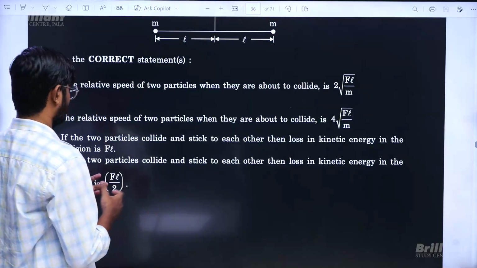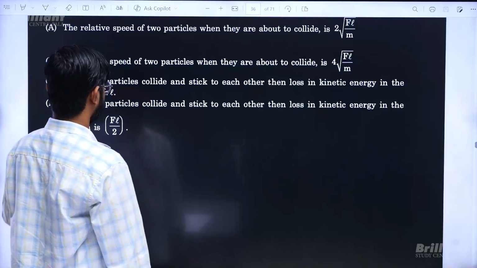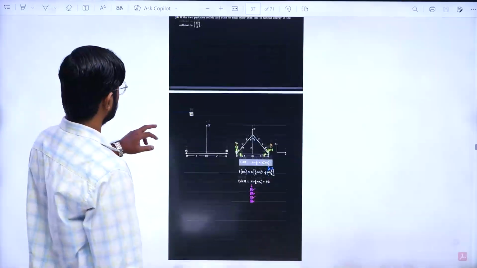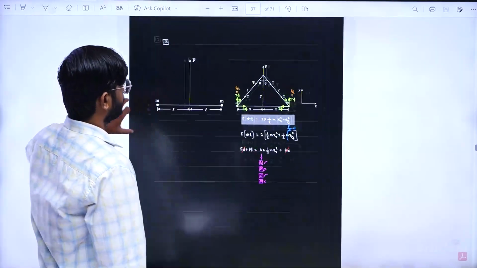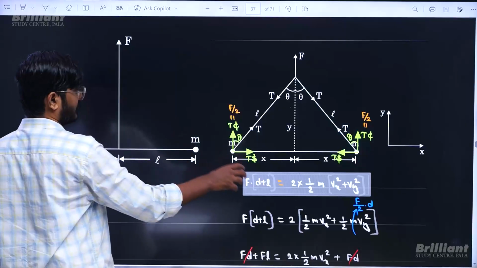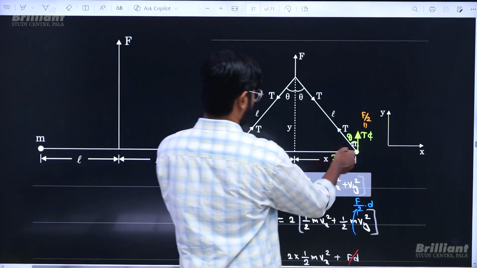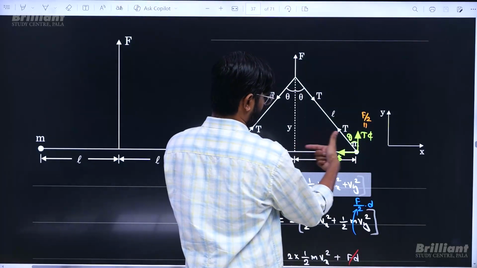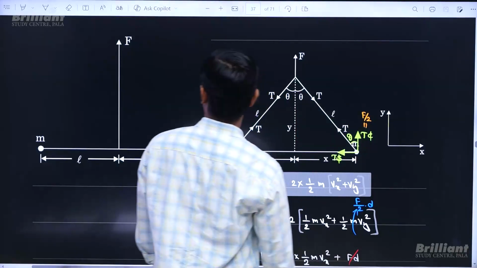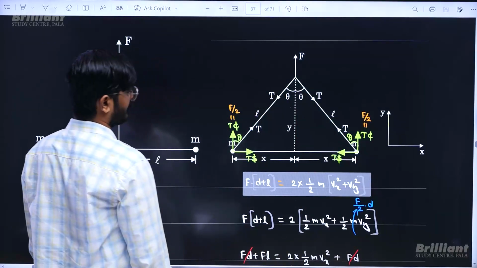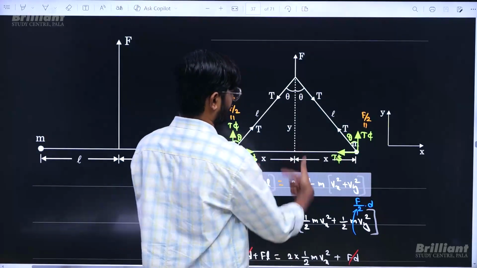Relative speed of two particles when they are about to collide, and if the two particles collide and stick to each other, then the loss in kinetic energy. So only two options can be correct maximum here. You can see when you pull it, it is going to go like this, and eventually they are going to hit. When they are hitting, their horizontal velocity should be the same in magnitude, and vertical velocity should be the same by symmetry. So the relative velocity is going to be only in the horizontal direction, that is 2 times Vx.